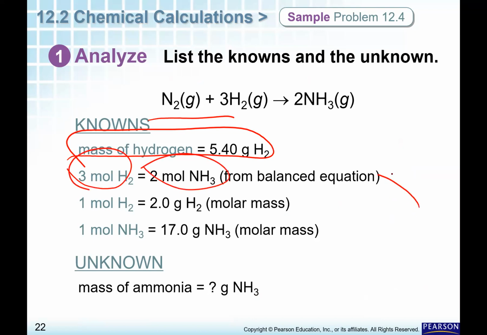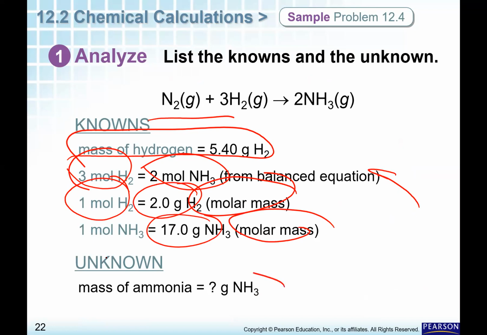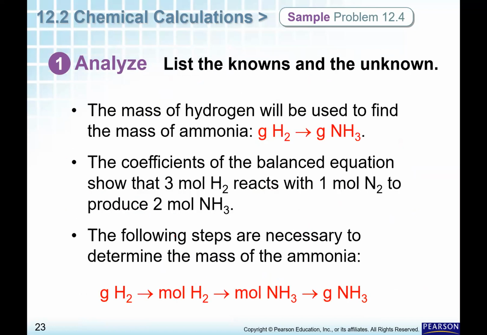That is as per the balanced equation. 1 mole of hydrogen is 2 grams of hydrogen. You know, this is the molar mass. And also the molar mass of ammonia is 17. So how many grams? What will the first step be then?